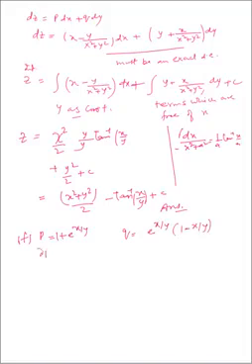So ∂P/∂y is equal to 0 + e^(x/y), and then differentiation of x/y. So x is constant: minus x/y², because for 1/y it will be minus 1/y². And ∂Q/∂x is, now it has two parts.